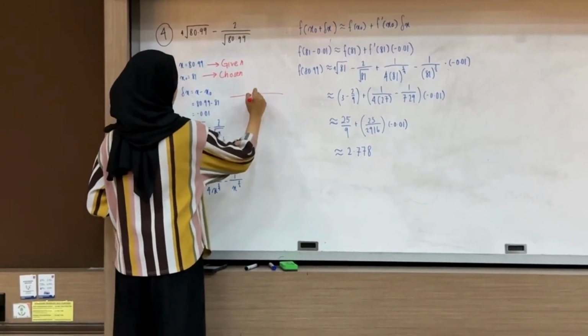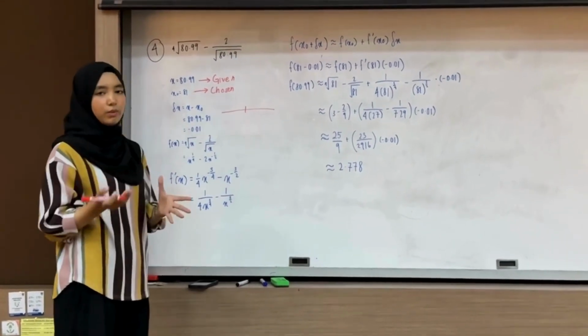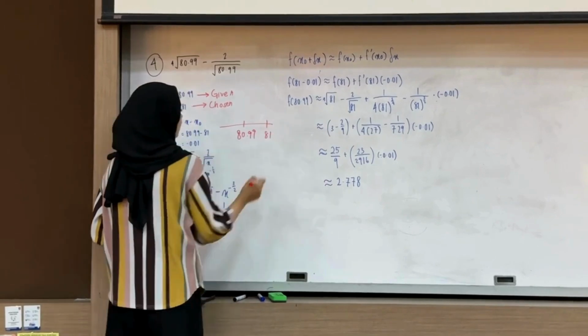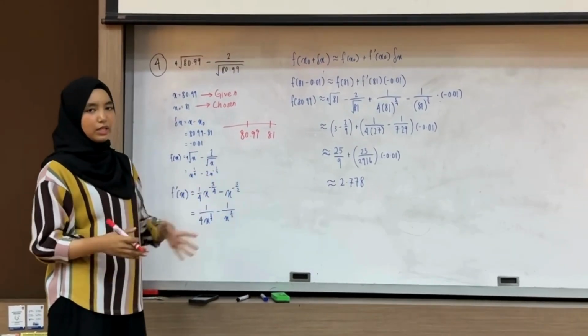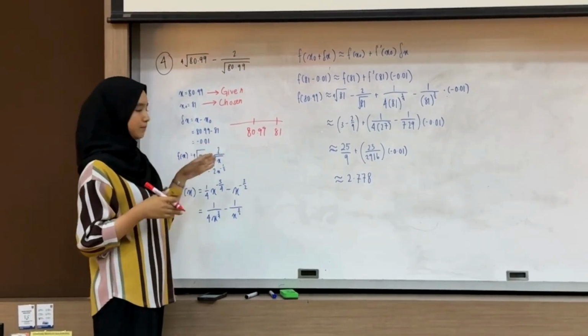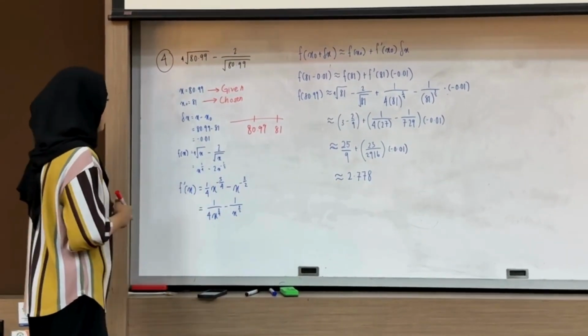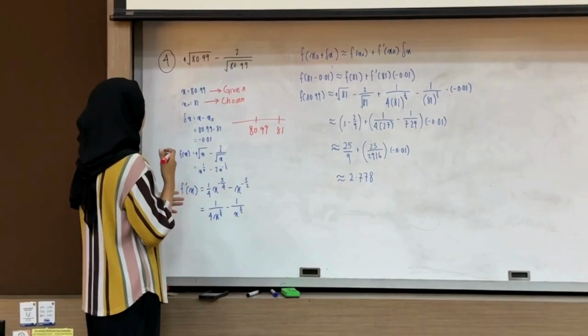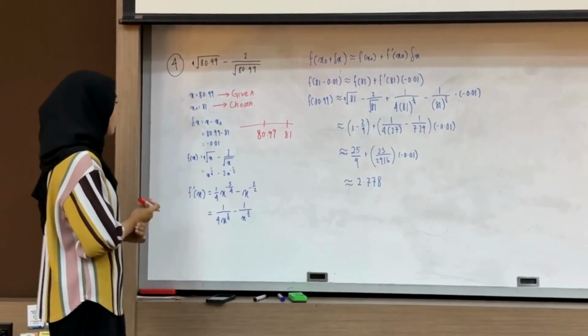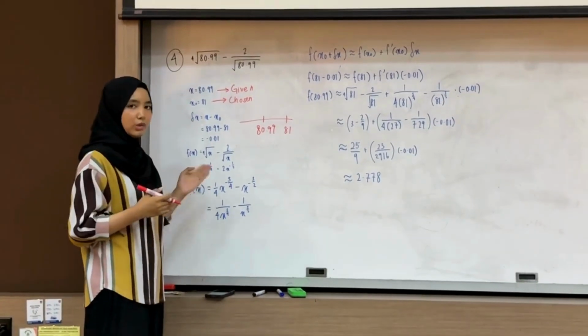We chose 81 because 81 is closer to 80.99 than 80. Right now we are going to find delta x, which is the given value minus the chosen value, which is 80.99 minus 81. So we got negative 0.01.